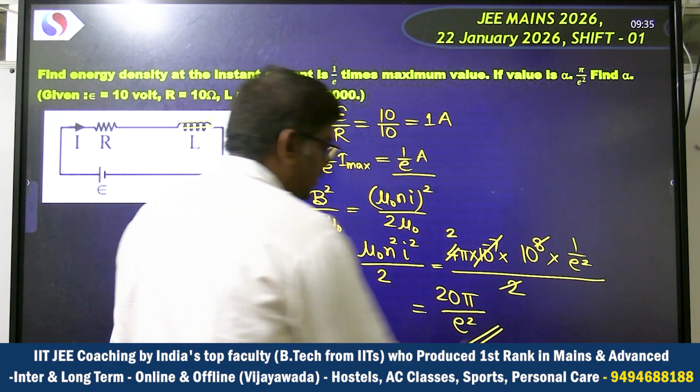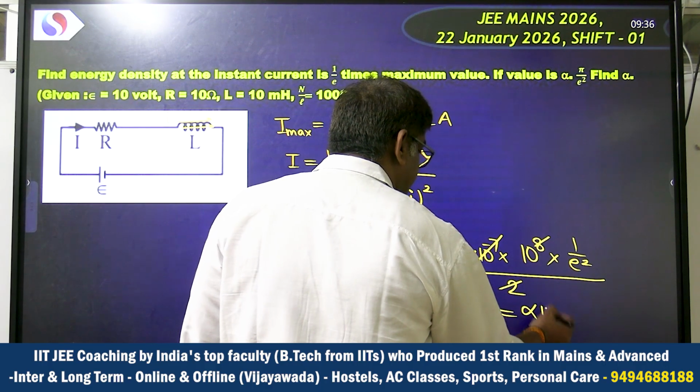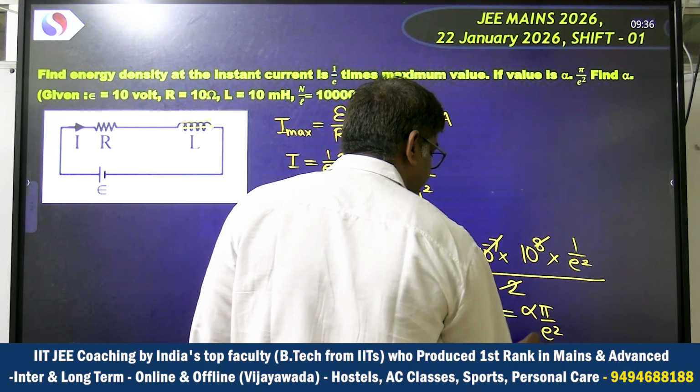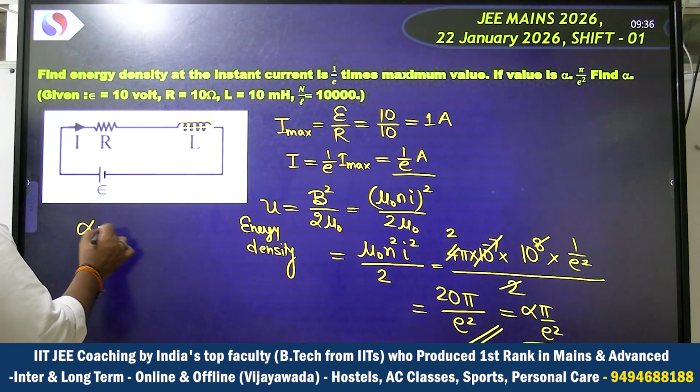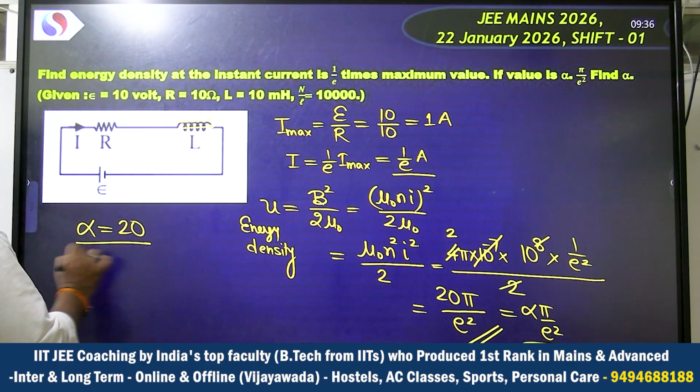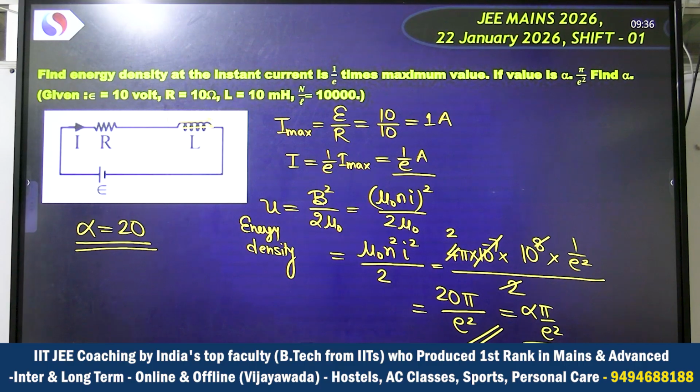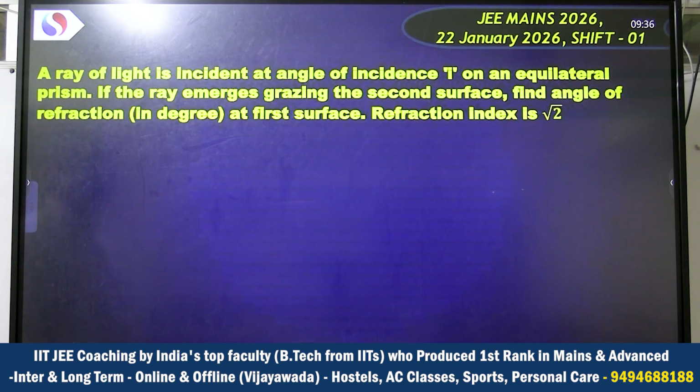Now if I compare it with alpha pi by E square, then clearly you can see that the value of alpha becomes 20. So this is integer type. What is the value of alpha? 20. Alright. Okay, move to the next question. I think it's the last question.